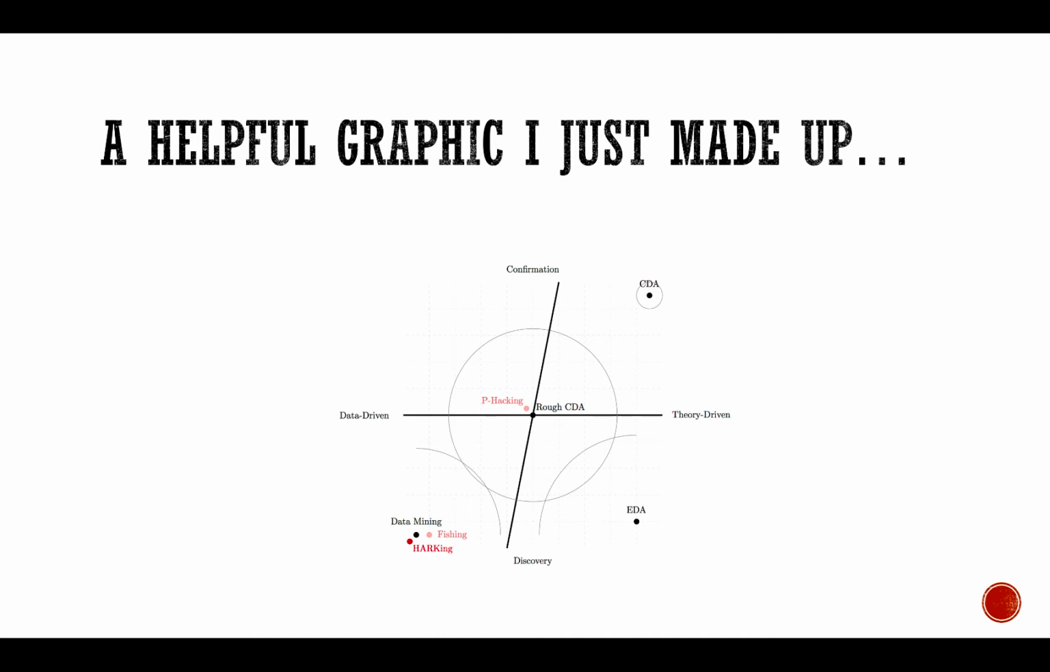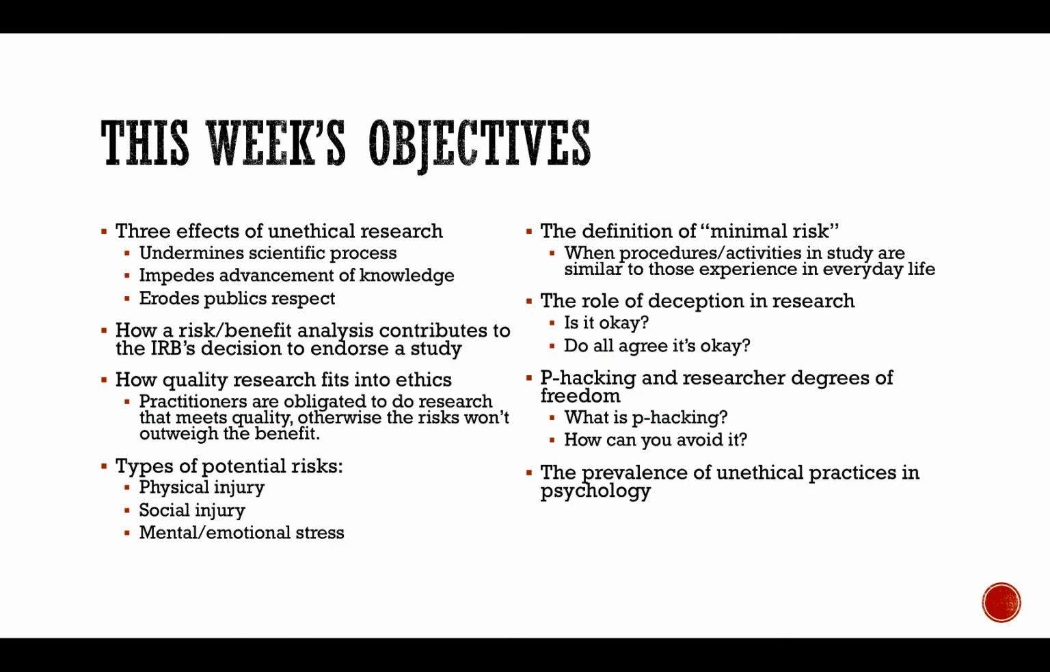And notice the circles in the graph. So the circles indicate that there's a lot of leeway. So rough CDA can be more confirmatory than discovery in some situations, and vice versa. It can also, on some occasions, be more theory-driven than data-driven. Other times it might be more data-driven than theory-driven. And so that's what the circles represent, whereas CDA, notice it has a very narrow circle because there's basically no leeway when it comes to CDA. So hopefully that's helpful in understanding the distinctions.